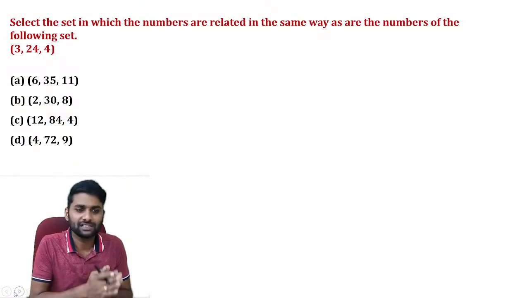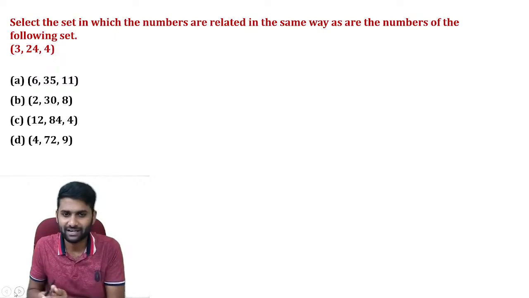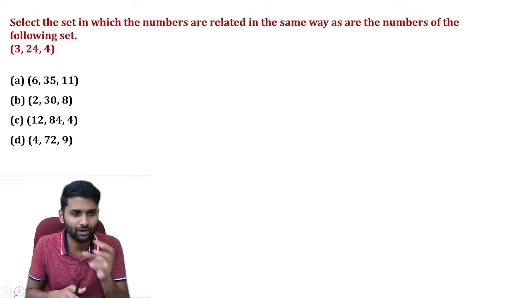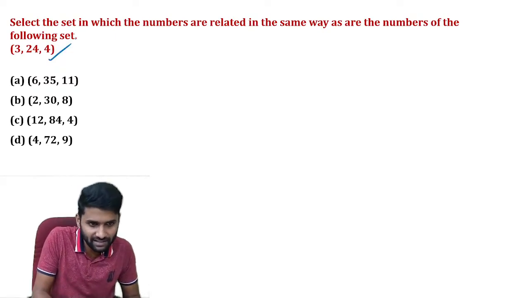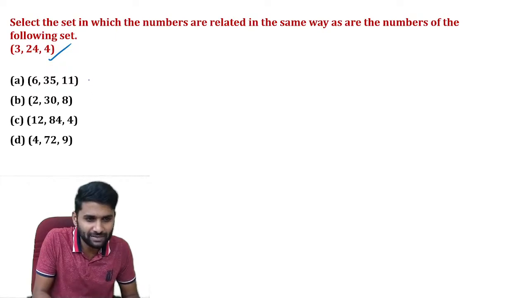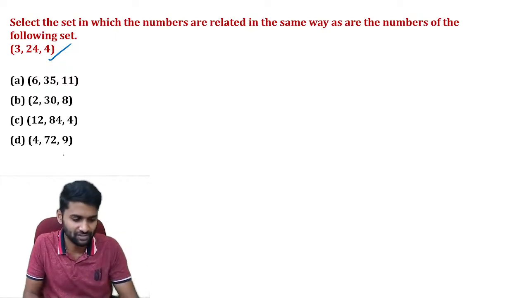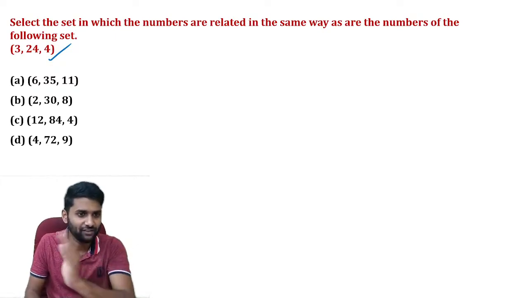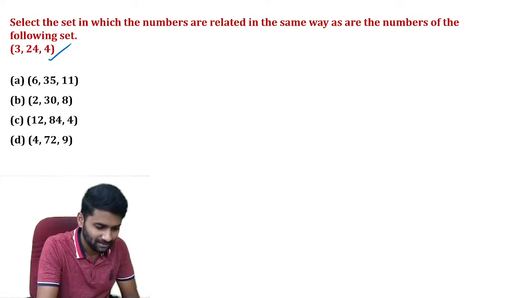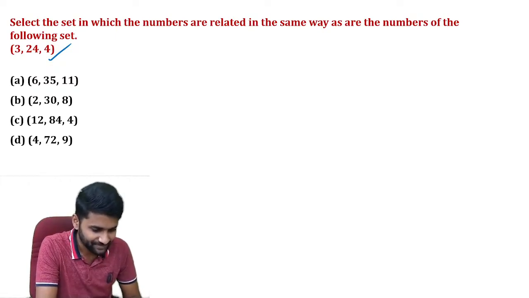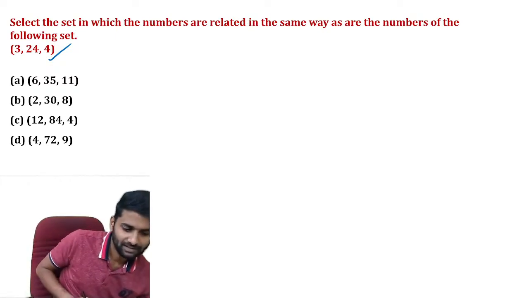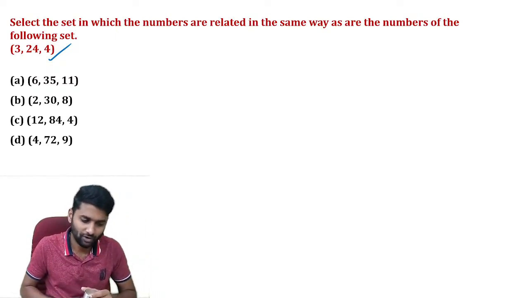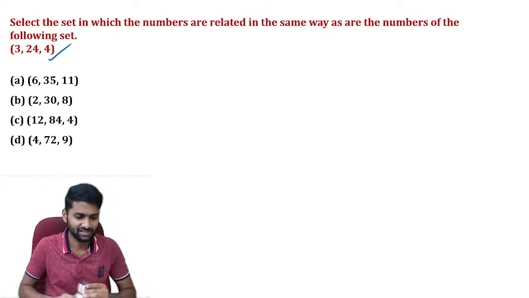Now here are the questions. Select the set in which numbers are related in the same way as the numbers of the following set. Here the numbers are 3, 24, and 4, and there is one relation in this particular set. The same relation is satisfied by one of the options. So which is that? First of all, tell me what is the relation among 3, 24, and 4. Answer this question. One of the options must satisfy the same relation.